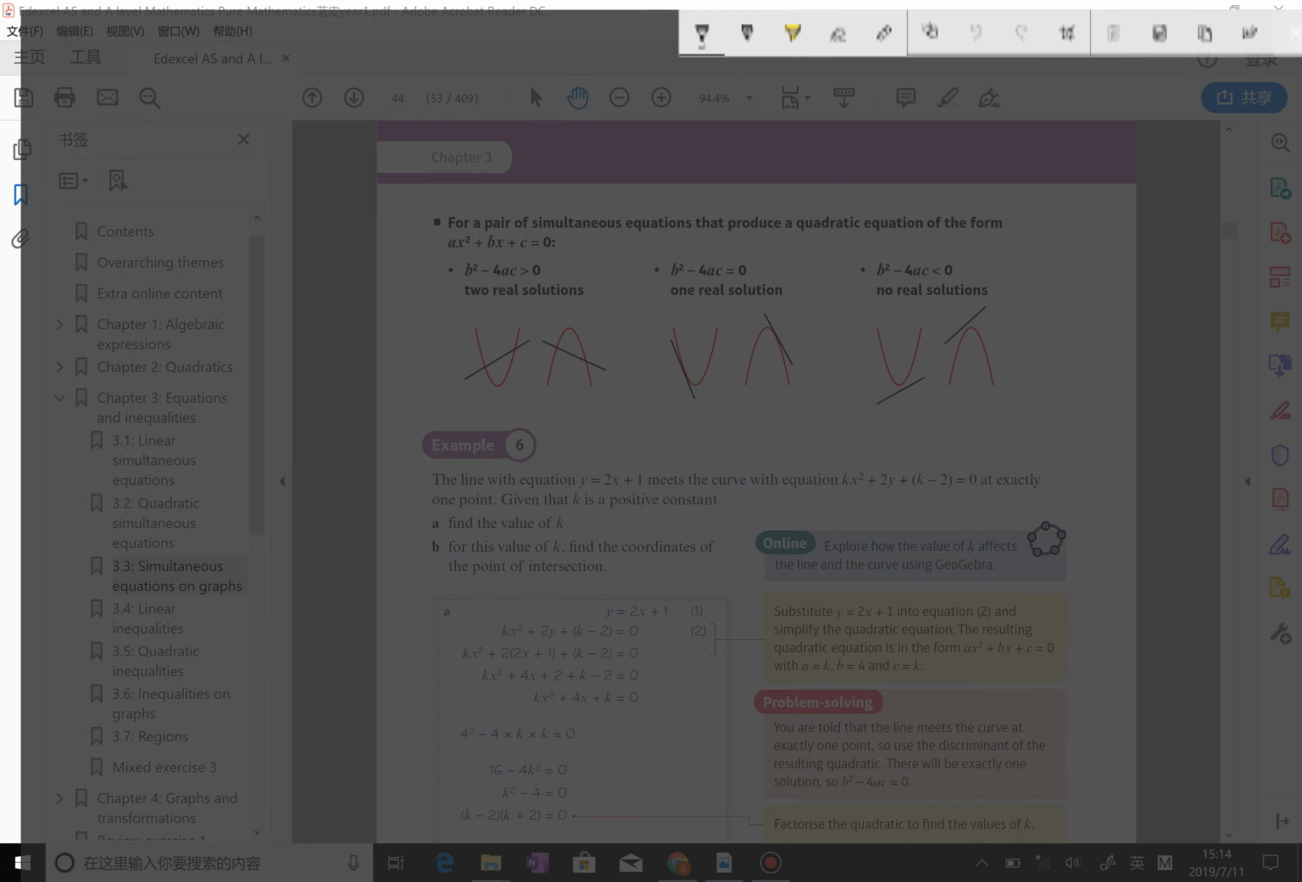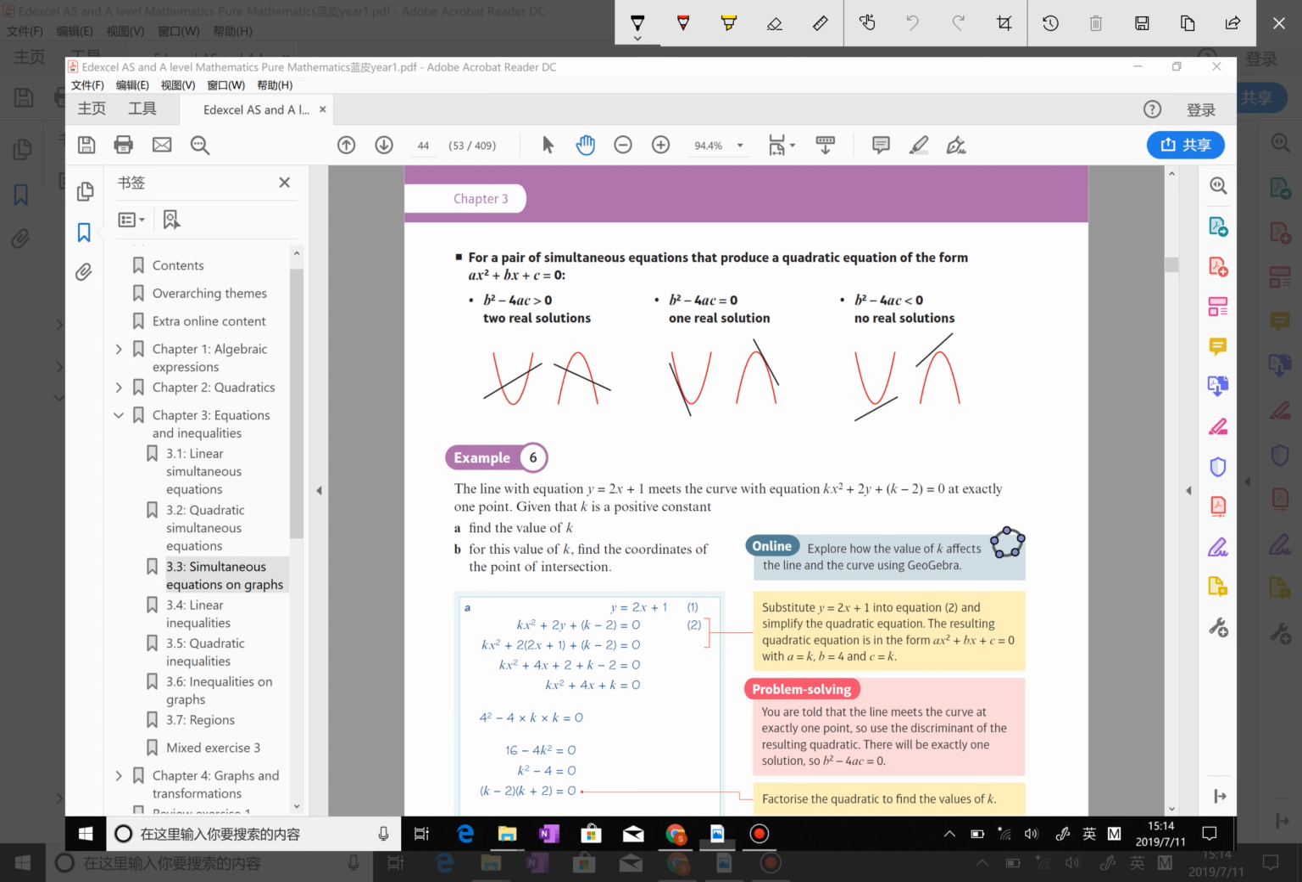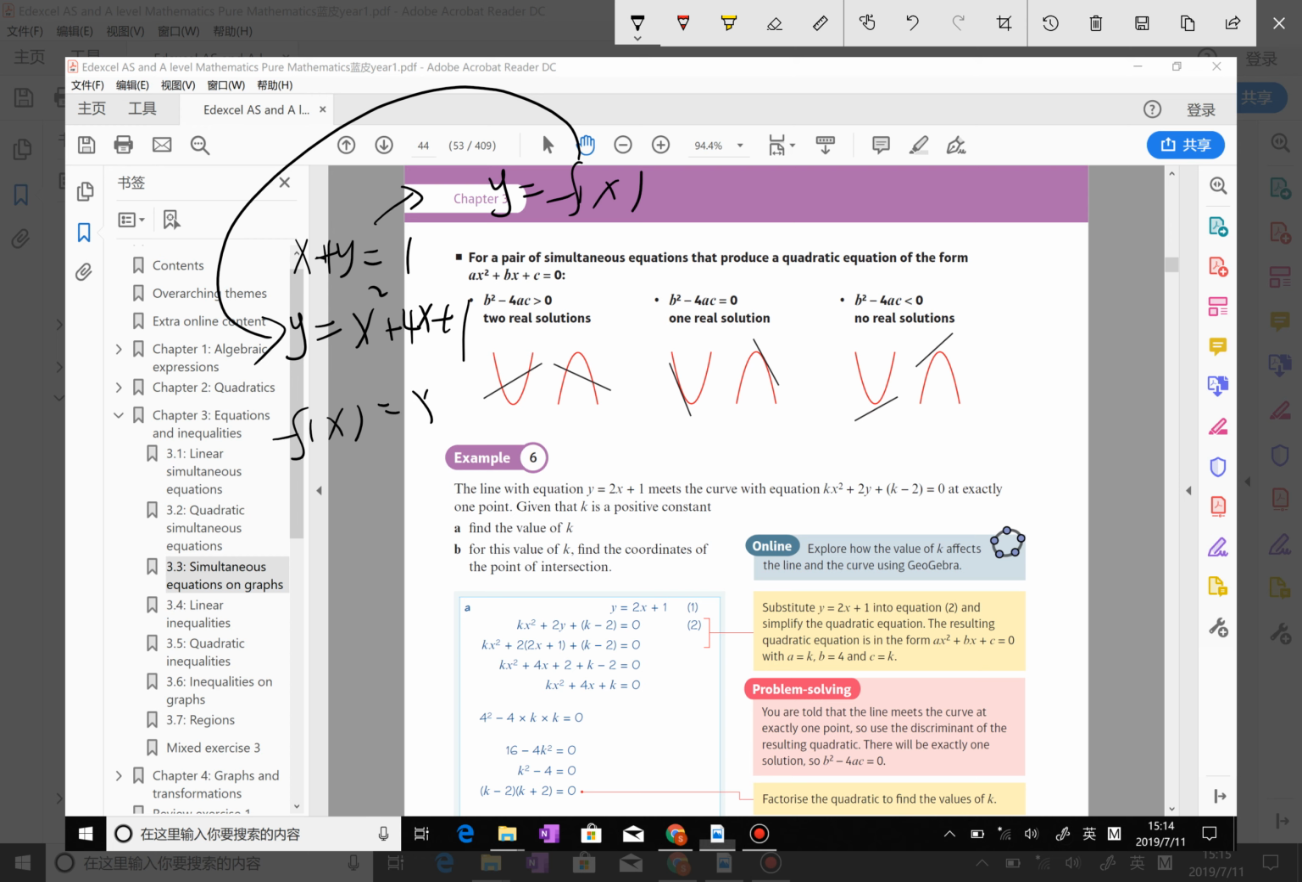So what does that mean? Let me show you. If we have the equation x plus y equals 1, and another equation y equals x squared plus 4x plus 1, we could get y equals f(x), then substitute into the second equation. So you have f(x) equals x squared plus 4x plus 1. So x squared plus 4x plus 1 minus f(x) equals 0.